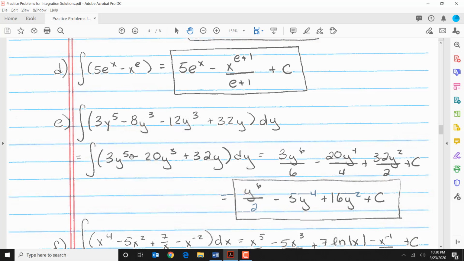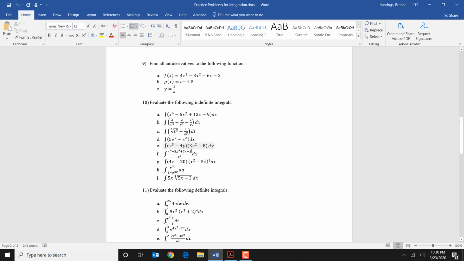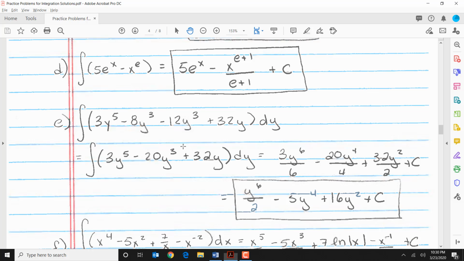Combine my like terms, and this is something that's a lot easier to take the antiderivative of using our power rule and our sum and difference rule. And I get y to the 6th over 2 minus 5y to the 4th plus 16y plus c. Again, you can take the derivative of this and make sure you get this integrand right here that we started with. It's just when you take the derivative of this, you'll have to factor to make sure you get that integrand in the middle.